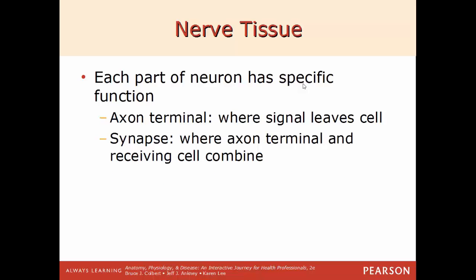Now, at the very end of these axons, you have what's called an axon terminal. A terminal means the ending or the end point. This is where the signal will actually leave the neuron to go and travel to another tissue or another cell. Then you have the synapse. This is where the axon terminal and the receiving cell combine. This is the actual space where nerves talk to one another, how nerves talk to other tissues.